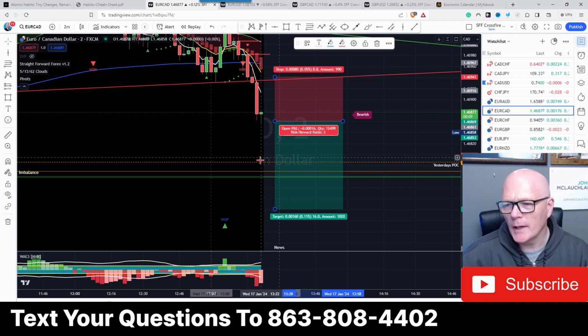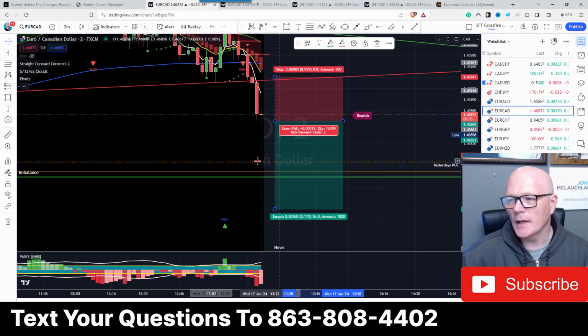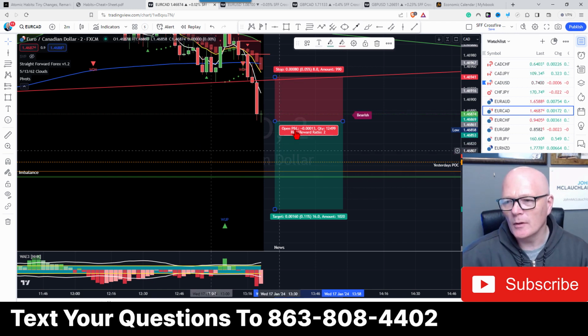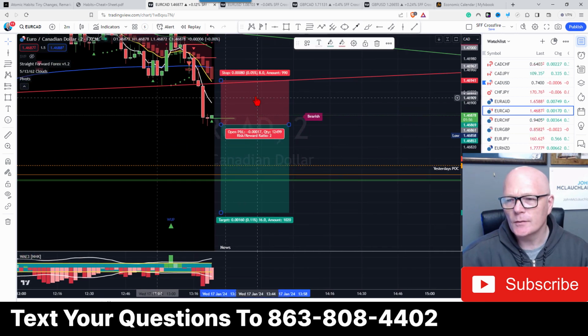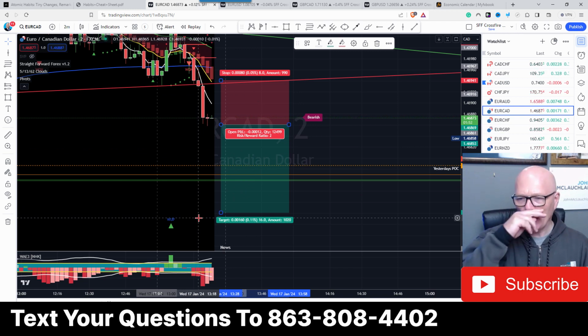So you might want to come down to the POC, yesterday's POC, which I've just explained. And also we've got the pivot line and also imbalance, but the numbers don't work for this because it's not going to go all the way down there, not before the news.